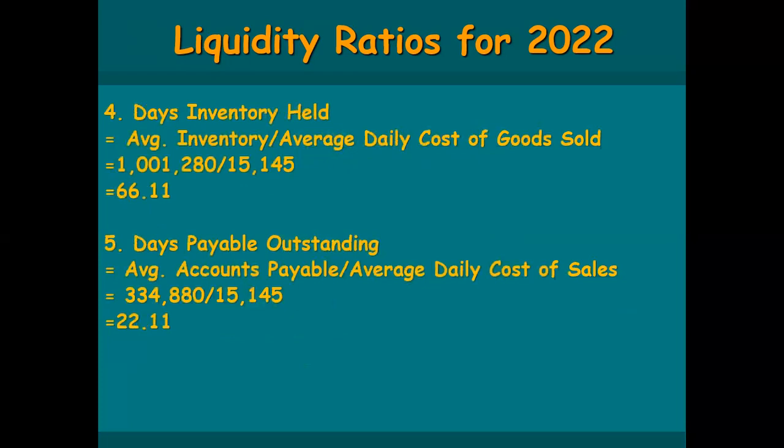Days inventory held: average inventory, again, previous year's ending balance, that comes current year's opening balance, plus current year's ending balance, average, divided by average daily cost of goods sold. So here you will divide cost of goods sold by 365 days. Average inventory divided by average cost of goods sold. So it comes 66 days. It means a company holds its inventory for 66 days.